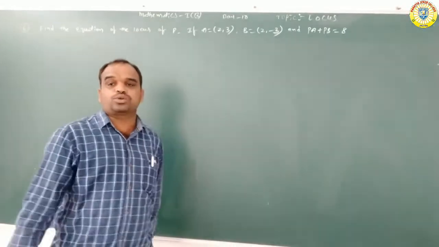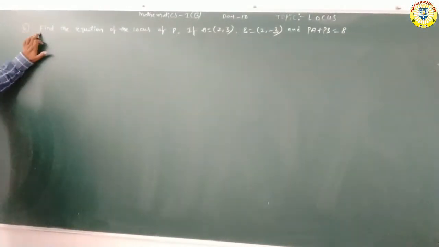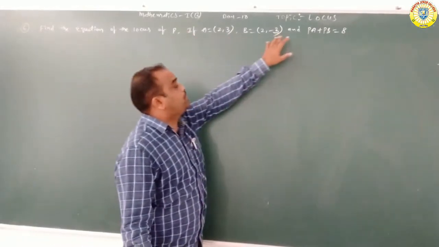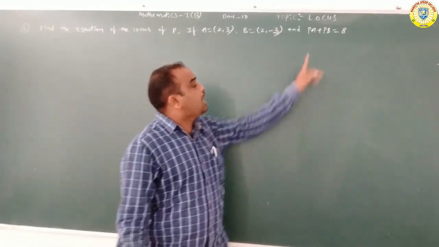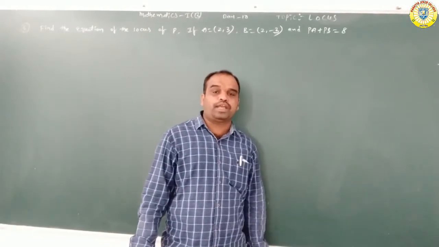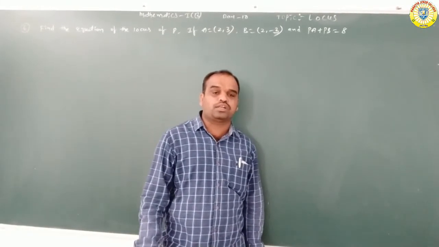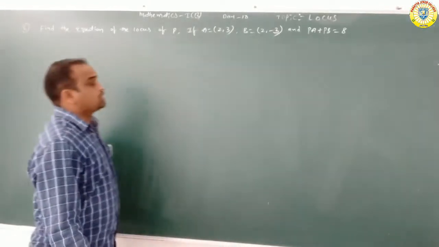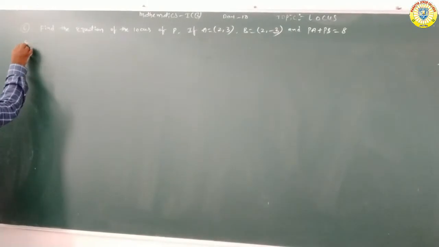So see the next question. Find the equation of locus of P if A = (2, 3), B = (2, -3) and PA + PB = 8. PA + PB = 8 is the given geometrical condition. So the previous problem and this problem follow the same process. Okay, see the solution.